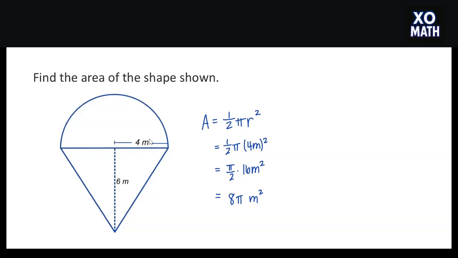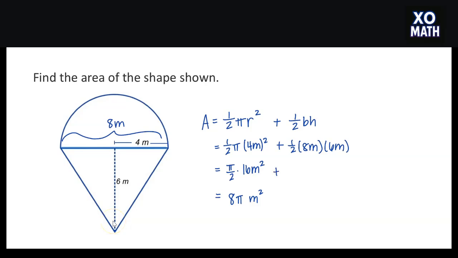And we have to add to that the area of the triangle. So in general, the area of a triangle is 1/2 base times height. Well, the base of this triangle is the diameter of the circle. We said the radius of the circle was 4 meters, so the entire diameter is going to be 8 meters. So we have that the base of the triangle is a length of 8 meters. So we have plus 1/2 times 8 meters times the height, which is 6 meters.